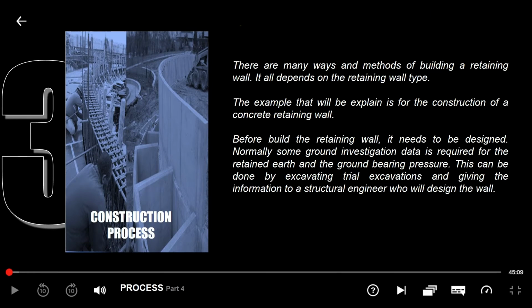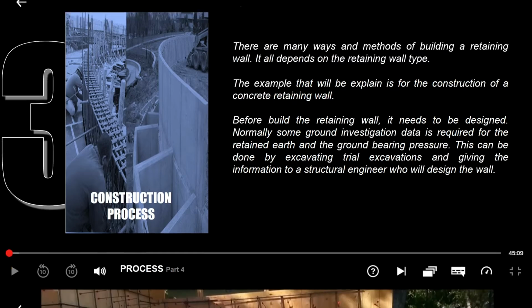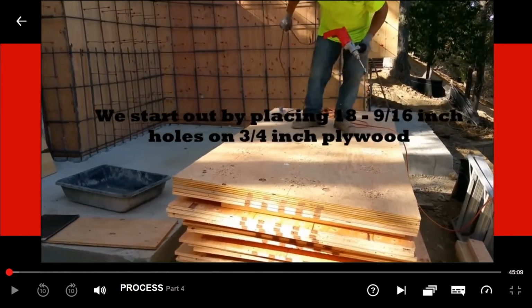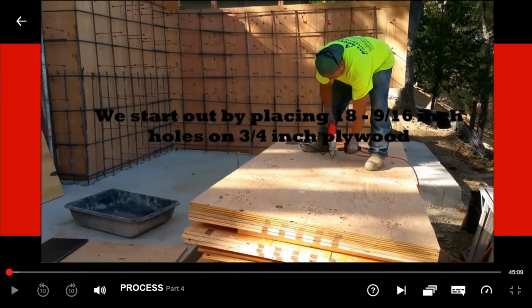Retaining wall construction process. There are many ways and methods of building a retaining wall. It all depends on the retaining wall type. The video will show you the construction of a concrete retaining wall.